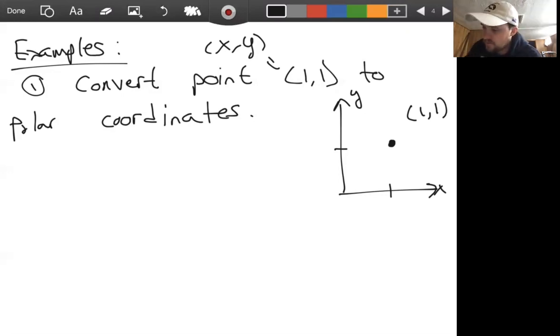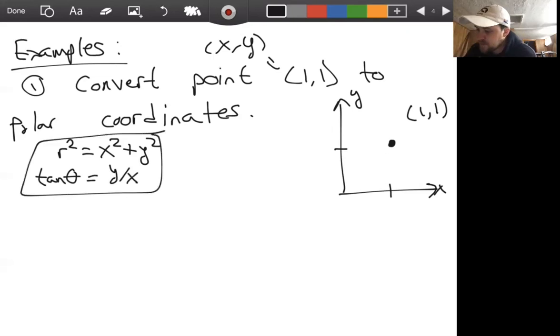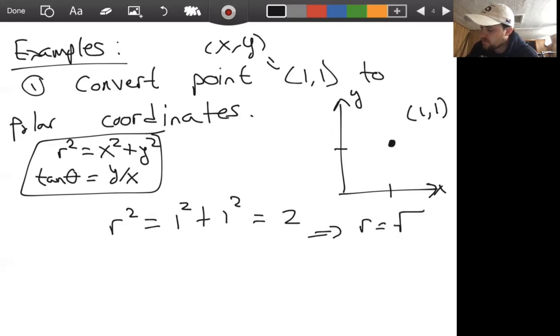So let's remember our conversion formulas. Here we had r squared equals x squared plus y squared, right? These are the conversion formulas to go from Cartesian to polar. And then we also had that tangent of theta equals y over x. So we'll keep these in the back of our mind, and let's just plug in and see what we get. We're going to get r squared equals 1 squared plus 1 squared, which is 1 plus 1, so 2. So r squared is 2, which means r is root 2.